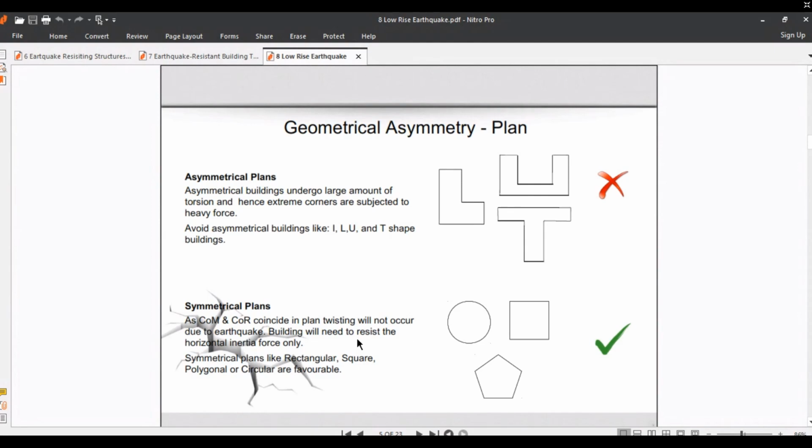Symmetrical plans like rectangular, square, polygonal, or circular, as shown in these schematic shapes, which show circular and square shapes. In these shapes, we have symmetrical plans we can use for earthquake resistance design based on geometrical symmetry.